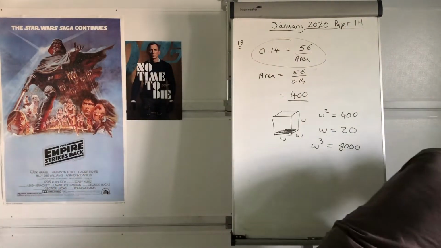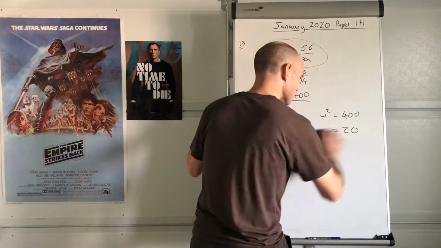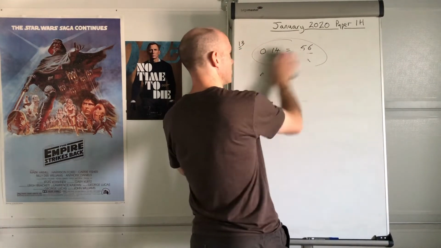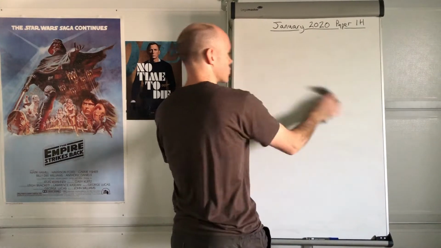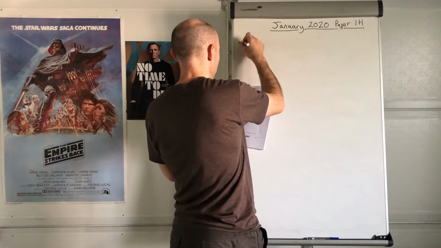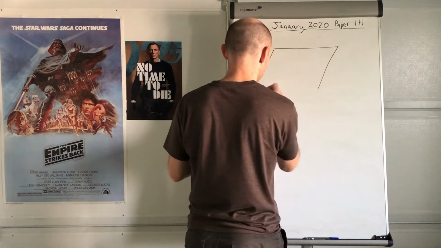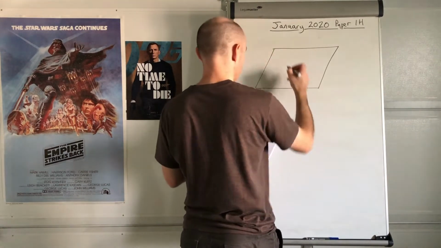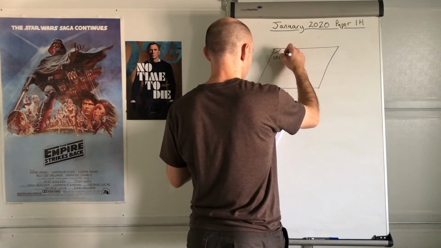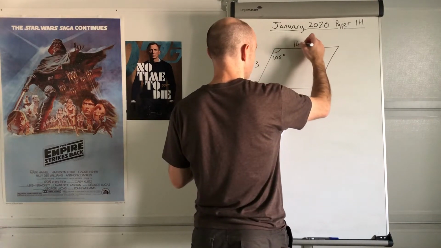Right, number 14. More trigonometry. Remember what I said earlier about trigonometry? You've got to love it. So this is a very common scenario. You've got an angle there, 160 degrees, and lengths here, 9.3 and 14.7.